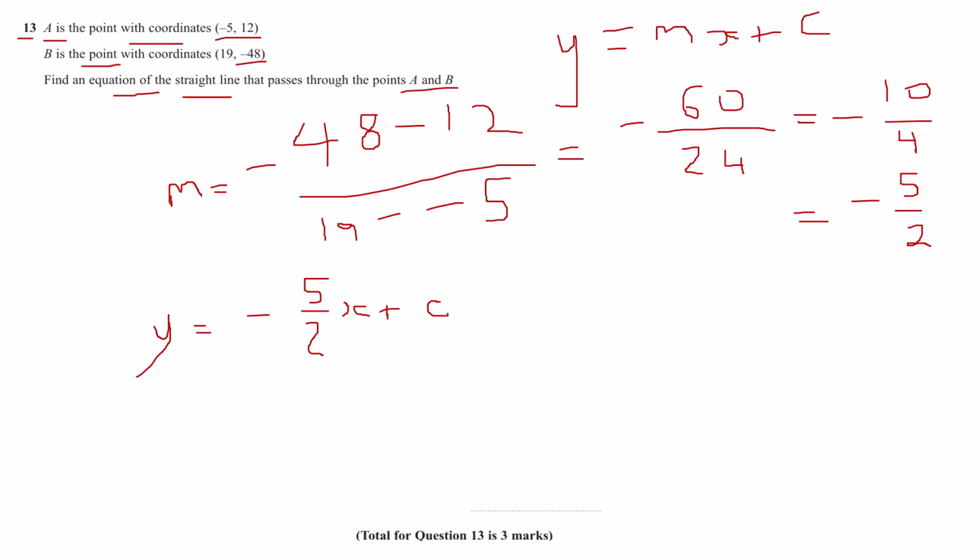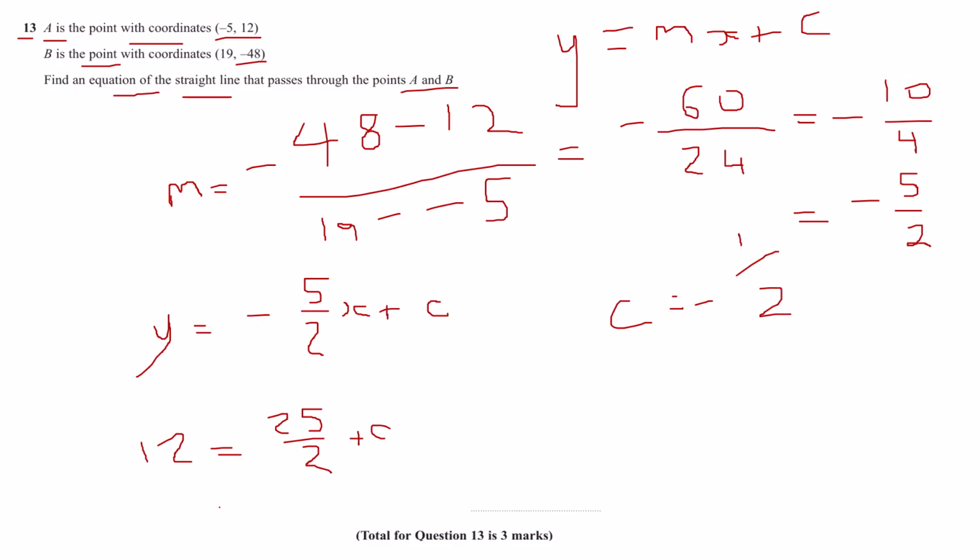So let's go for the first coordinate, it's A. So I have 12 is equal to minus 5 halves times minus 5. That'll be 25 halves plus c. And now I'm going to subtract this on both sides. 12 is the same as 24 halves. So c is equal to minus a half.